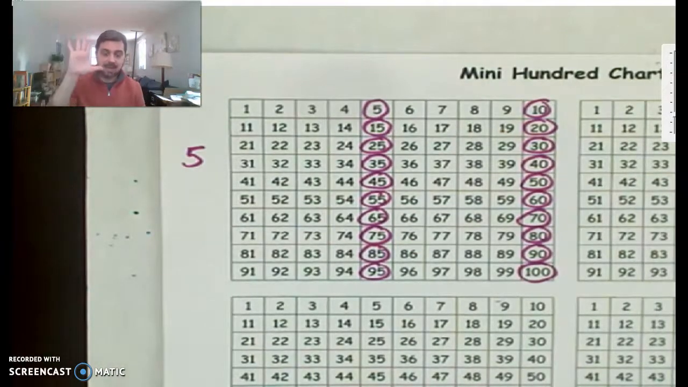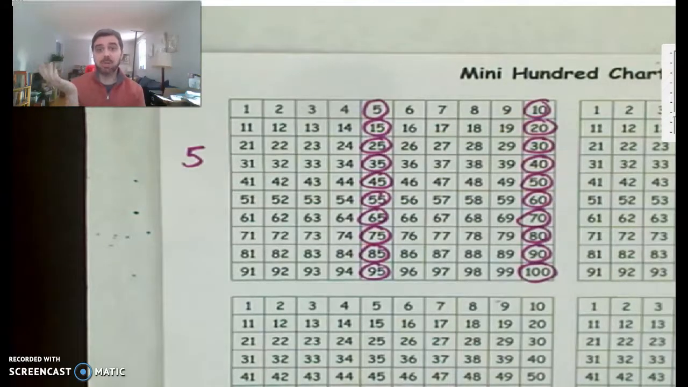All right, now what I want you to do, by the way, before I move on, what do you notice about all the multiples of 5? Do you notice any patterns? Take a second to think about it. Okay? Get that brain going. All right, what do you notice?